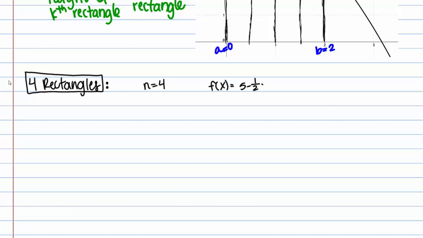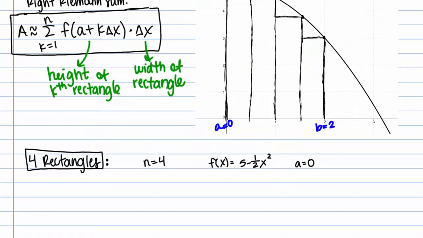Then I have f of a. A just represents the left endpoint. So in my case, a equals 0. Plus k delta x. Now k is just the index that I'm summing over, but let's calculate delta x. Delta x is the width of each rectangle, and it's b minus a over n, which in my case is 2 minus 0 over 4. So 2 over 4, which is 1/2. So my delta x is 1/2.